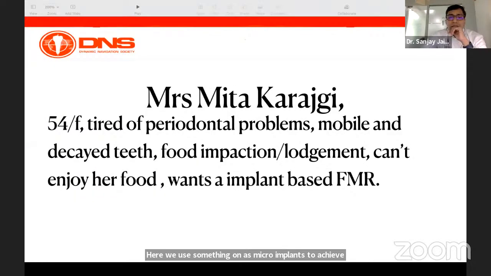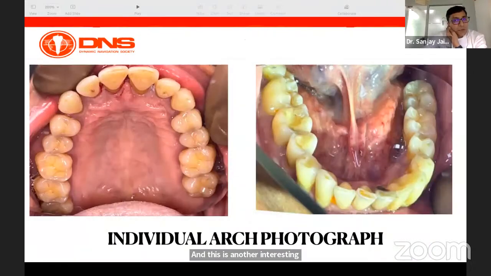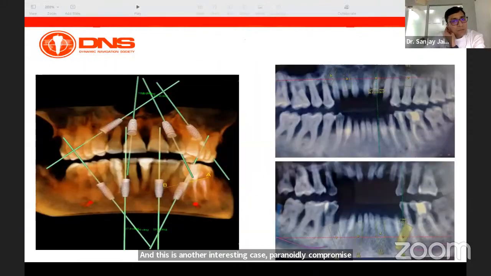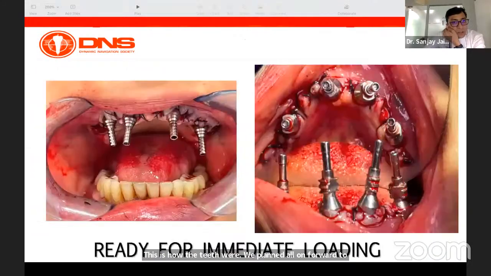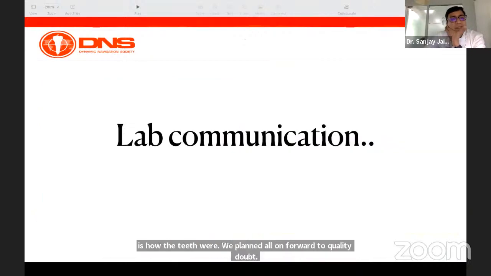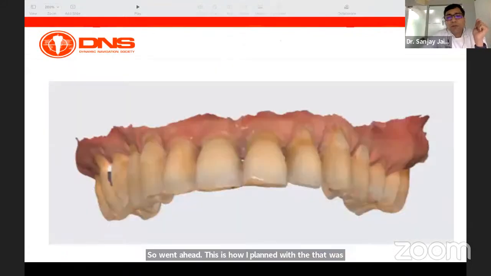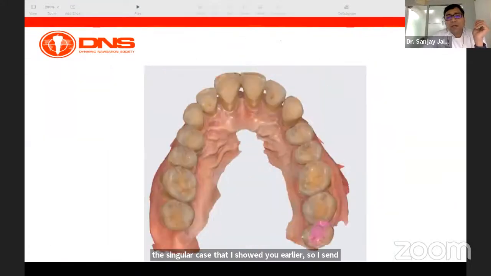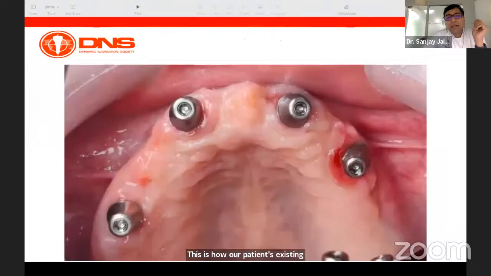And this is another interesting case, periodontally compromised, with individual large photographs taken. This is how the teeth were. We planned all-on-4 and took all the teeth out. So we went ahead. This is how I planned it, similar to the case that I showed you earlier. I sent this to the laboratory with the intraoral scan to tell them how our patient's existing occlusion was, and they fabricated a temporary prosthesis.